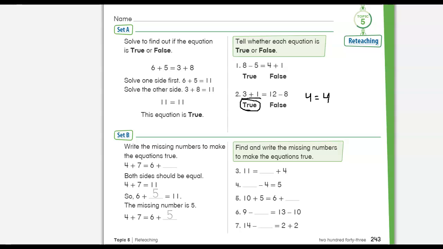How did you do on this first part? Did you get number 1 and number 2 correct? Great if you did, but if you did not, look back at your work and see if you can see where a mistake might have been made.